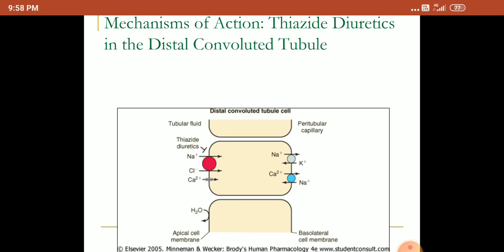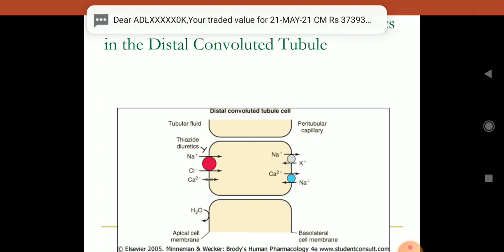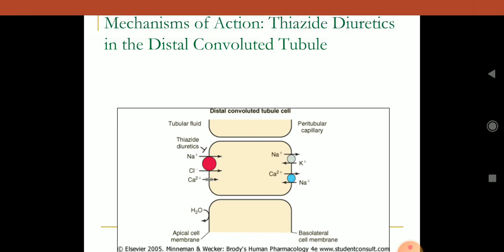Otherwise, if you prescribe it more than 25 milligram, it may lead to cardiac arrhythmia. So, due to that dangerous side effect, it should be restricted within the range from 6.25 to 25 milligram. That is why it is called moderate ceiling.